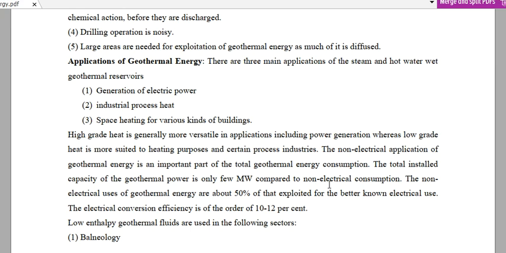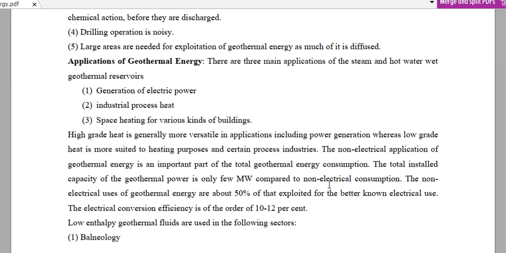So high grade heat is used for manufacturing electricity, and low grade heat, which is in the form of hot water, etc., is used for space heating and other industrial applications. And this mode of direct use is right now more effective in terms of consumption, because the total installed capacity of the geothermal power is only a few megawatts compared to non-electrical consumption. The non-electrical uses of geothermal energy are about 50% of that exploited for the better known electrical use. The electrical conversion efficiencies are of the order of 10 to 12%.